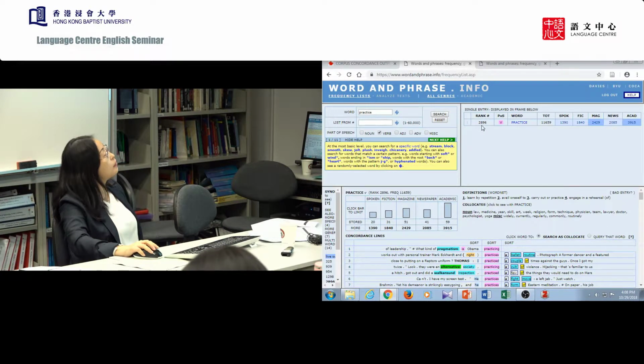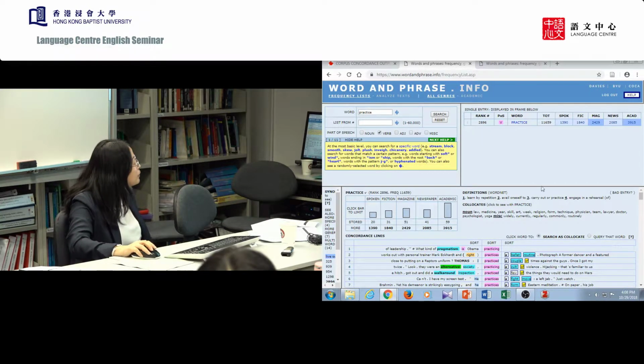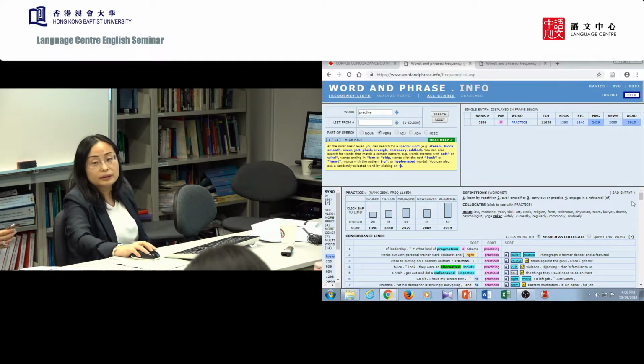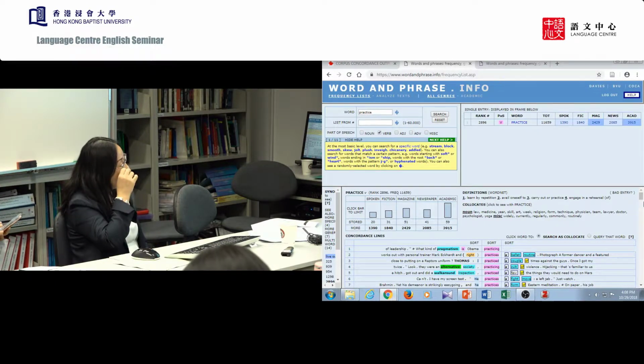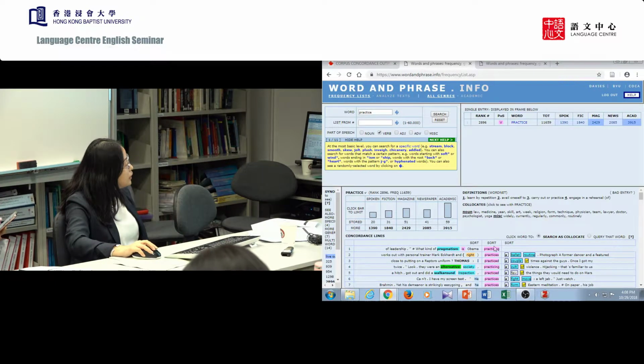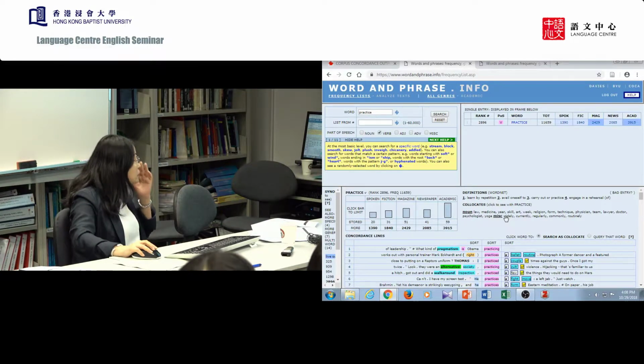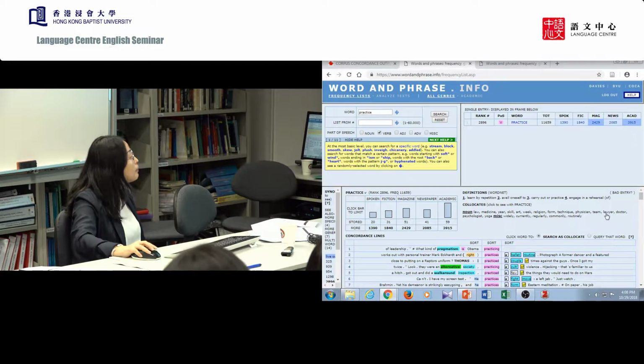So it tells you the rank of practice, the verb practice. And did you see here? It provides you with definitions immediately, three definitions, like a dictionary. And you also see the collocates, nouns. The common noun collocates for practice: law, medicine, skill, art, week, religion, form, physician, and so on.